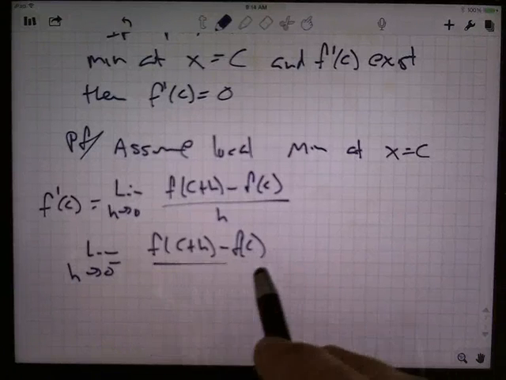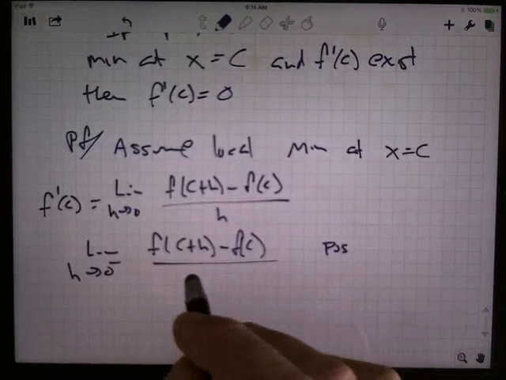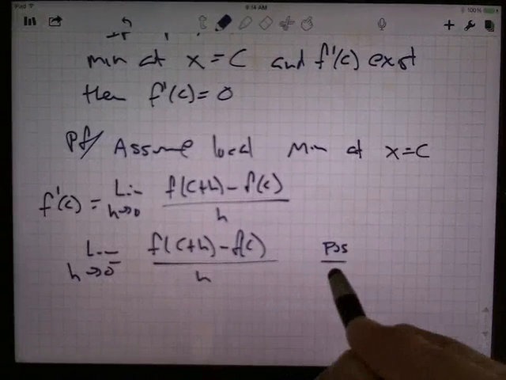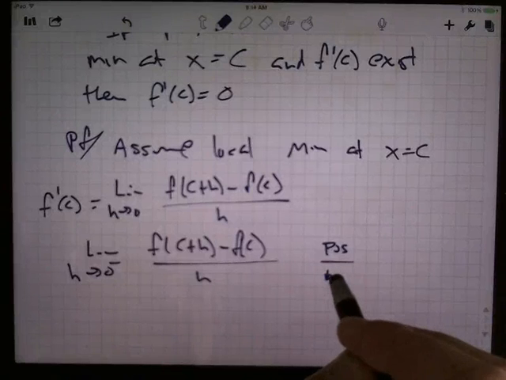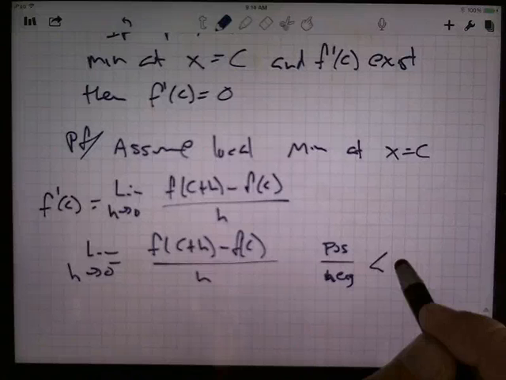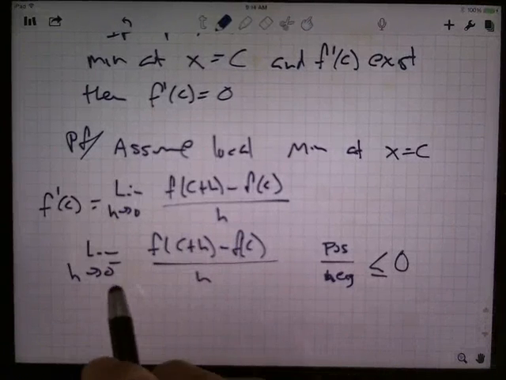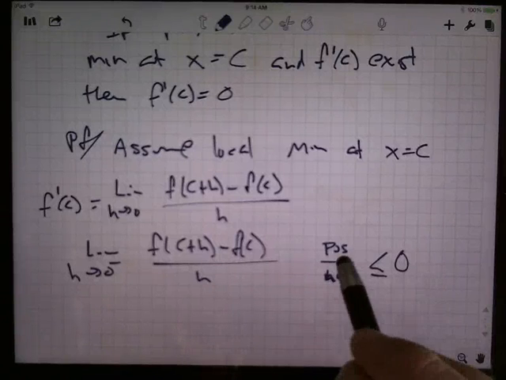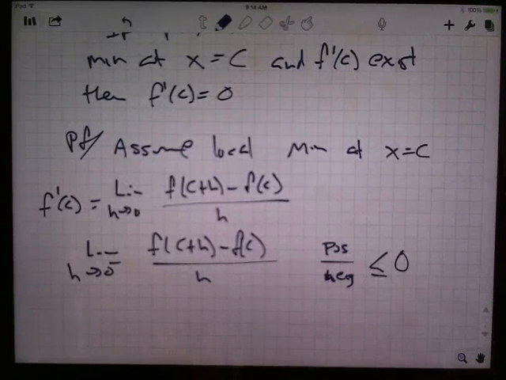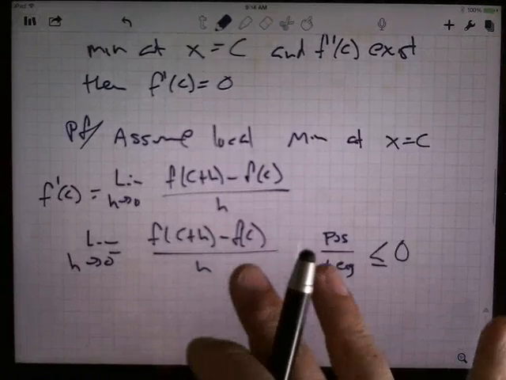So I've got a positive number on the top here, and I've got h on the bottom, but h is negative. So this is definitely a negative value, and this must be less than or equal to 0, right? This limit from the left is going to be less than or equal to 0 because you got positive divided by negative. It's got to be, at worst 0, but otherwise negative.